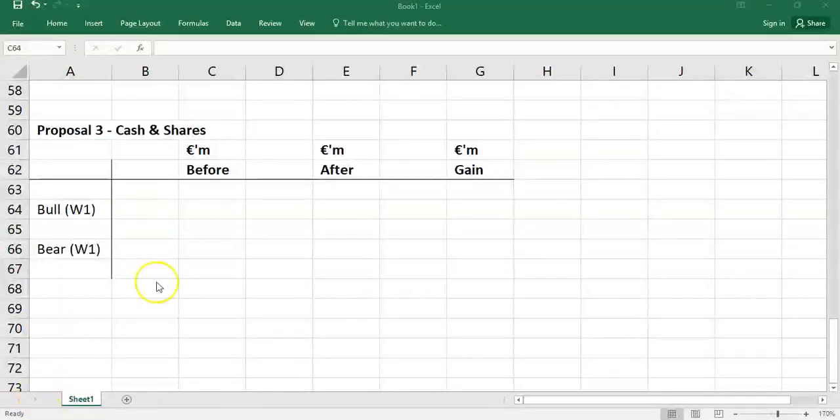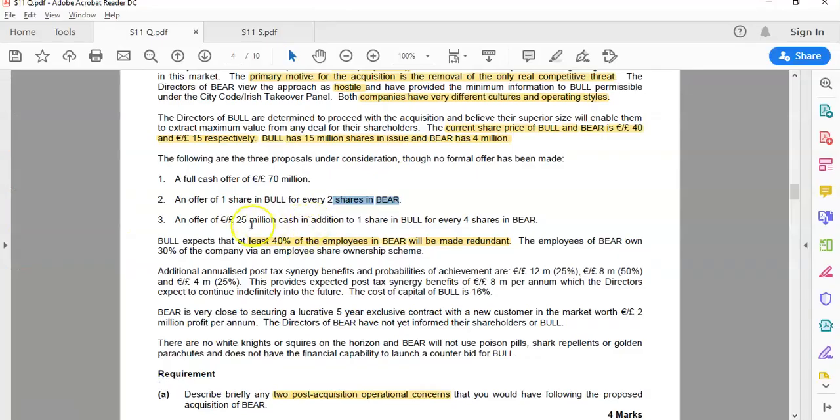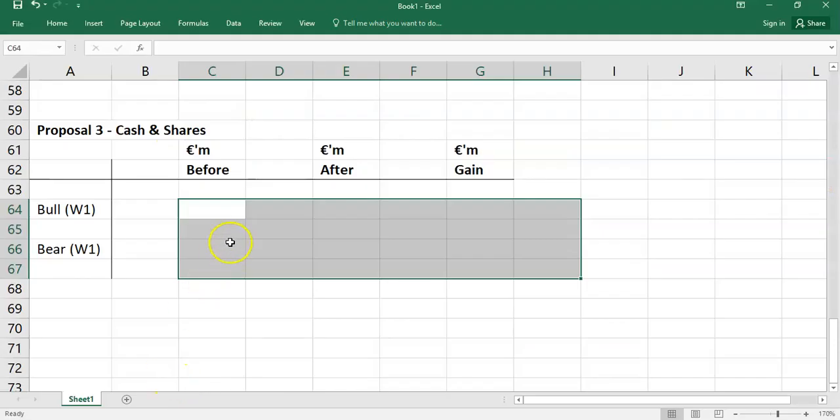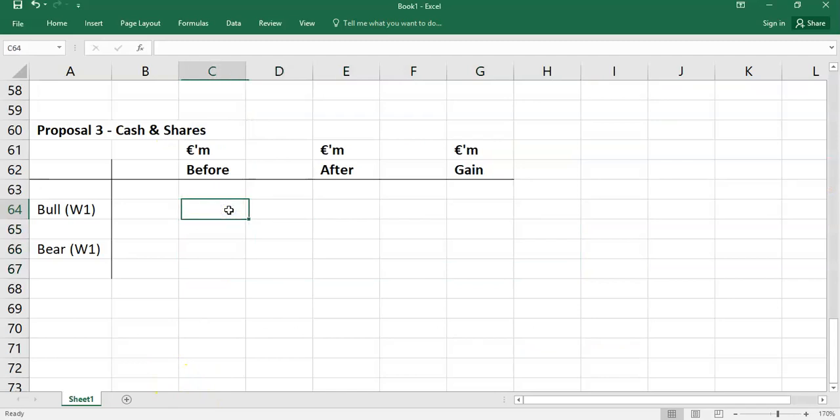So looking at the last proposal then, if we bring it up, this is 25 million cash, so lower cash than all cash, and a 1-for-4 share issue. So the before stays the same, 660. But if we look at now, they're going to get cash, so don't forget, we'll put in the cash there so we won't forget it, 25 plus. We have to figure out what shareholding will they get as well.